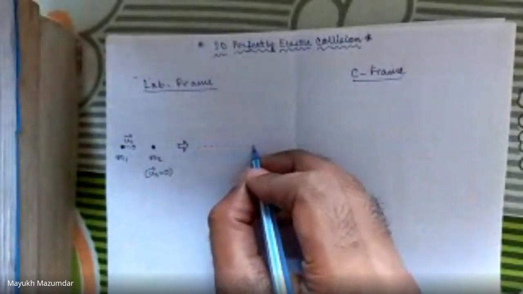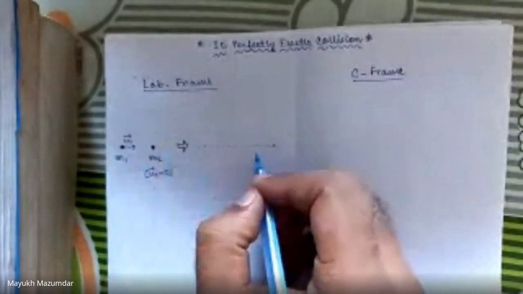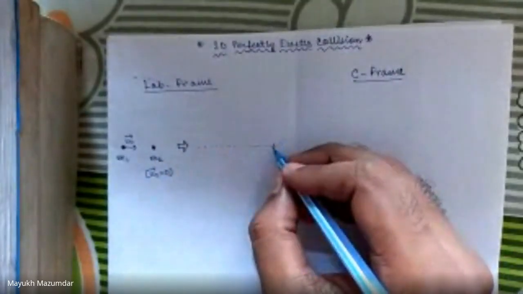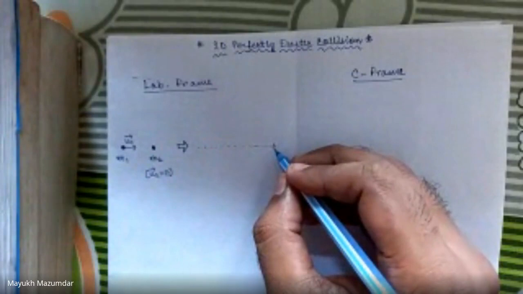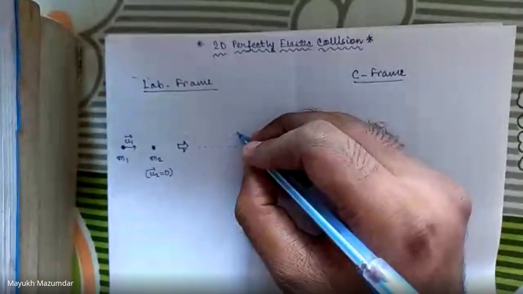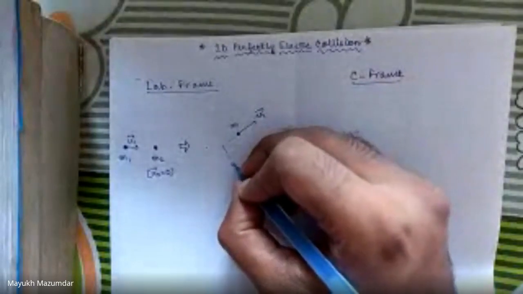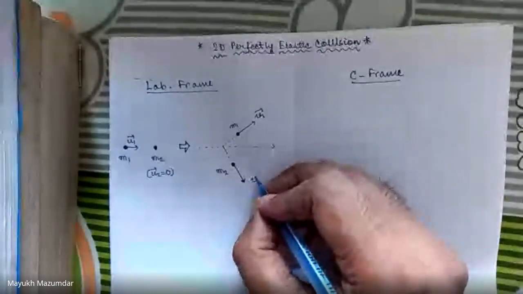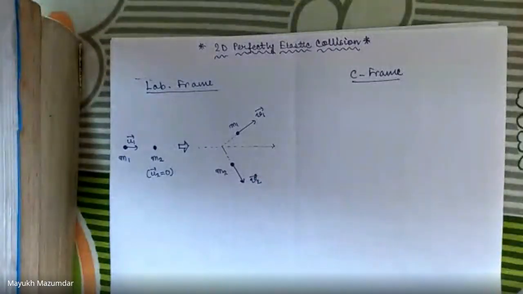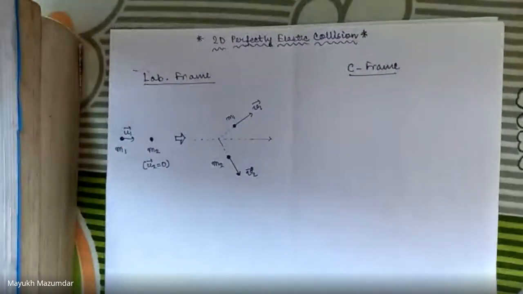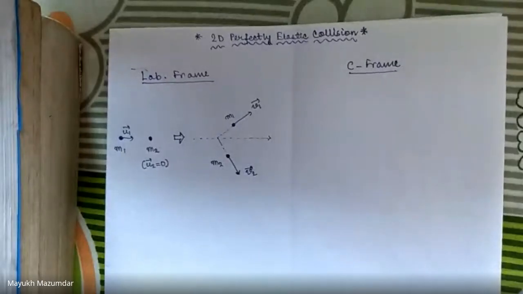This was the line along which M1 was moving. It would have been moving had there been no collision. After collision, say M1 moved with the velocity v1 along this direction, and say M2 moved with the velocity v2 along this direction. Typical example of the carrom.